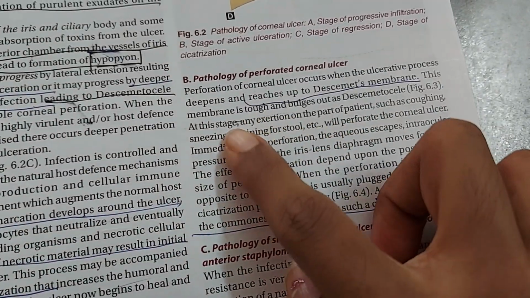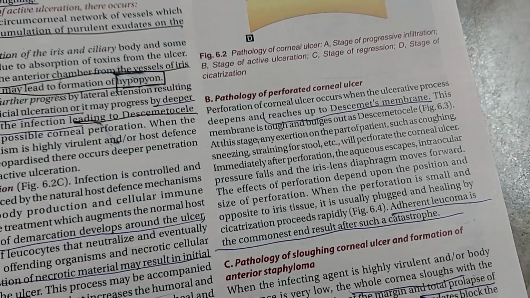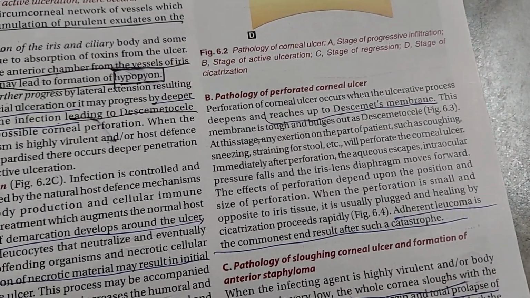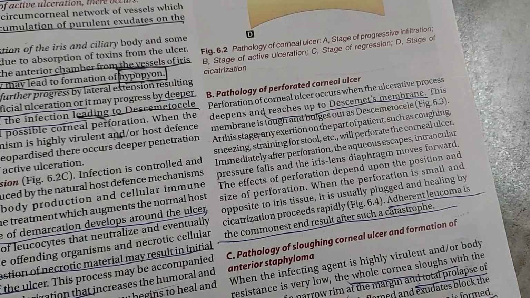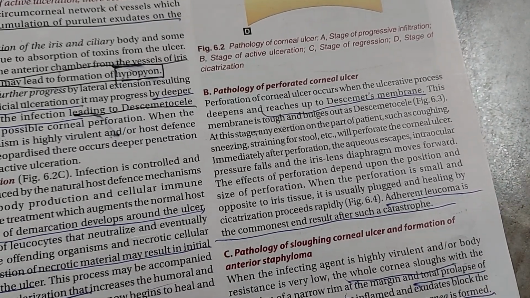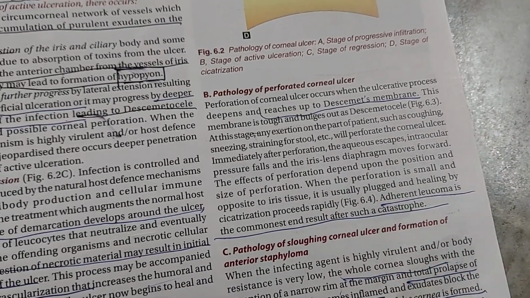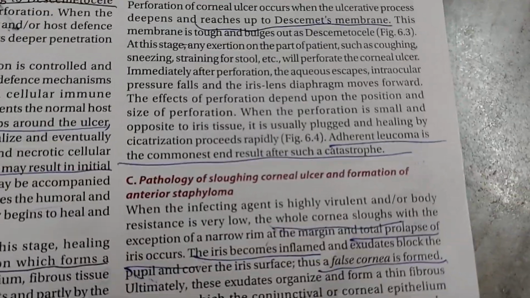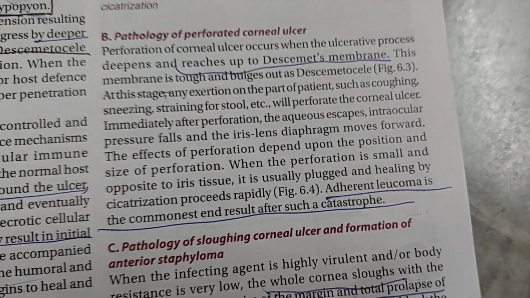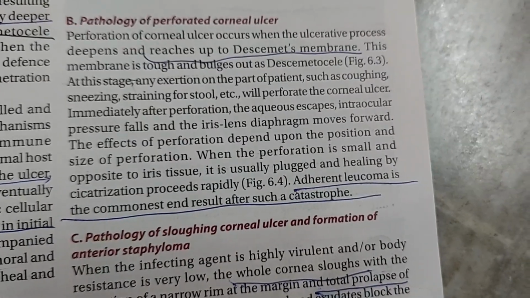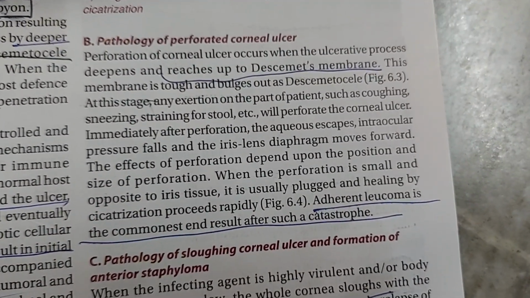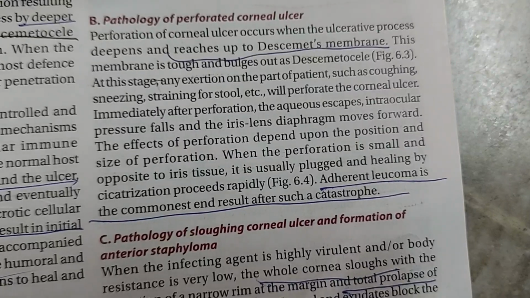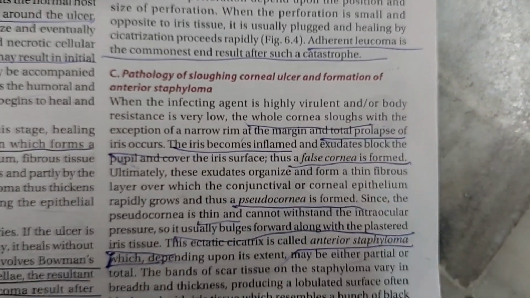At this stage, on exertion by the patient, like forceful coughing, sneezing, or severe straining during stool, the corneal ulcer will perforate, and the whole aqueous fluid escapes outside, intraocular pressure reduces, and the lens diaphragm moves forward. The effects of perforation depend upon the position and size of the perforation. After perforation, the iris and lens come forward, mainly the iris, and it fills the gap of that perforation. Now we'll look at the next topic.